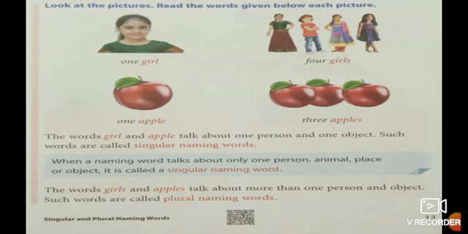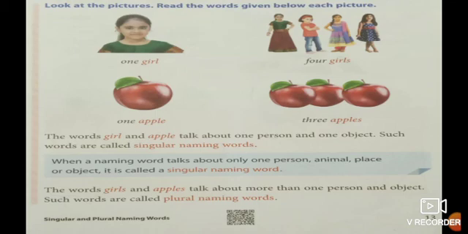See, the definition is also given. When a naming word talks about only one person, animal, place or object, it is called singular naming words. Whenever we talk about only one naming word, only one person, only one thing, only one animal, it is called singular naming words.